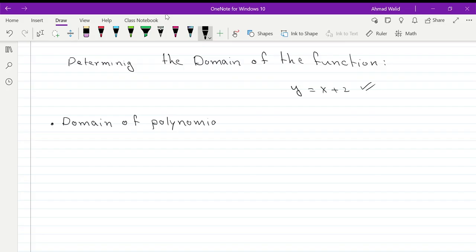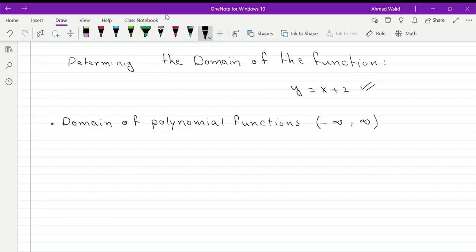At least one here. The domain of polynomial functions is always from negative infinity to positive infinity. You may ask, what is this? What's the domain from negative infinity to positive infinity? I will explain it in a graph for you. Why is the domain from negative infinity to positive infinity?